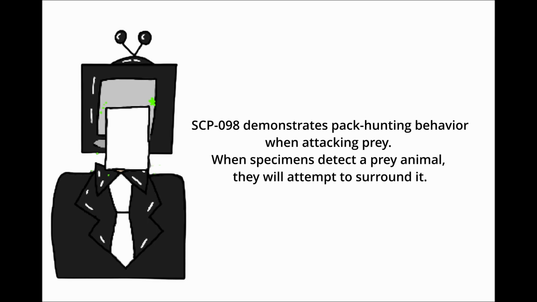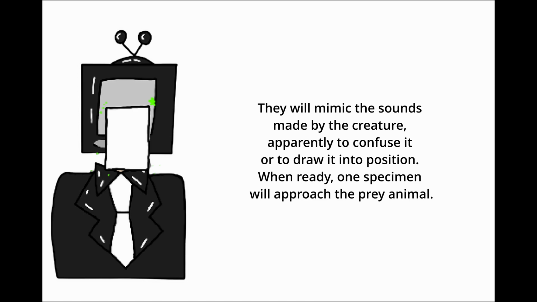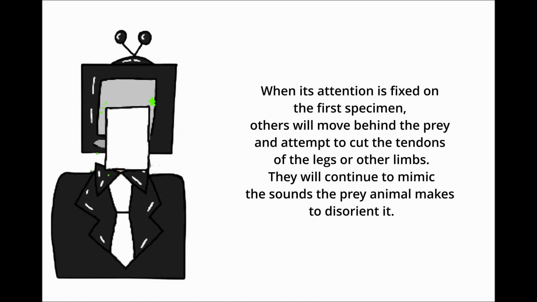SCP-098 demonstrates pack hunting behavior when attacking prey. When specimens detect a prey animal, they will attempt to surround it. They will mimic the sounds made by the creature, apparently to confuse it or to draw it into position. When ready, one specimen will approach the prey animal. When its attention is fixated on the first specimen, others will move behind the prey and attempt to cut the tendons of the legs or other limbs. They will continue to mimic the sounds the prey animal makes to disorientate it.